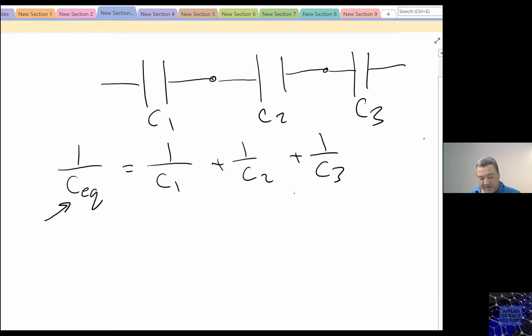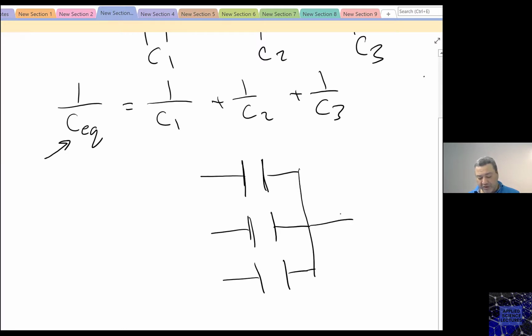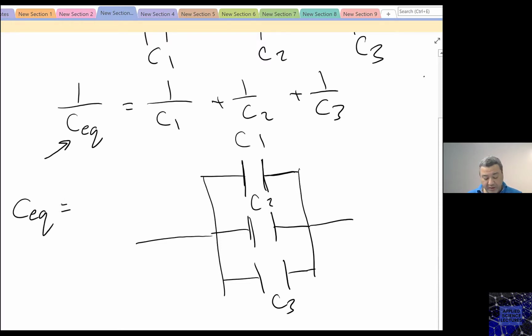If I have capacitors that are in parallel, where those capacitors are connected in parallel, for example, the word parallel means that both electrodes are connected together. One electrode from one side, the second electrode from the other side. So in this case, I have C1, C2, and C3 connected in parallel, and the C equivalent would be the summation of those capacitors. So when they are connected in parallel, I add those capacitors.